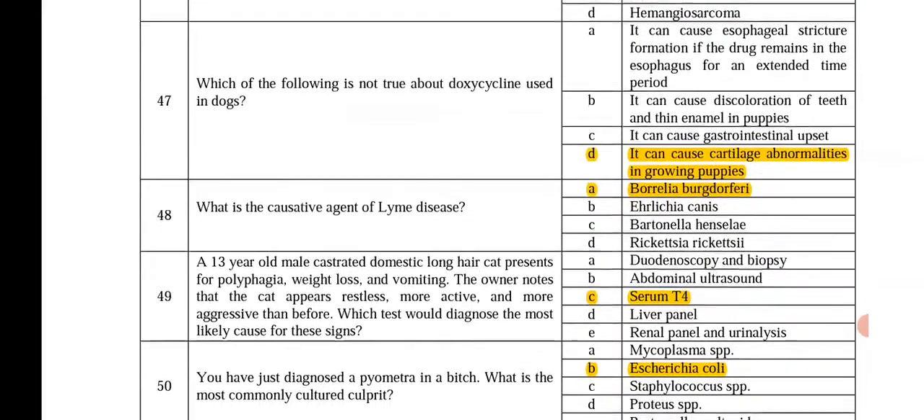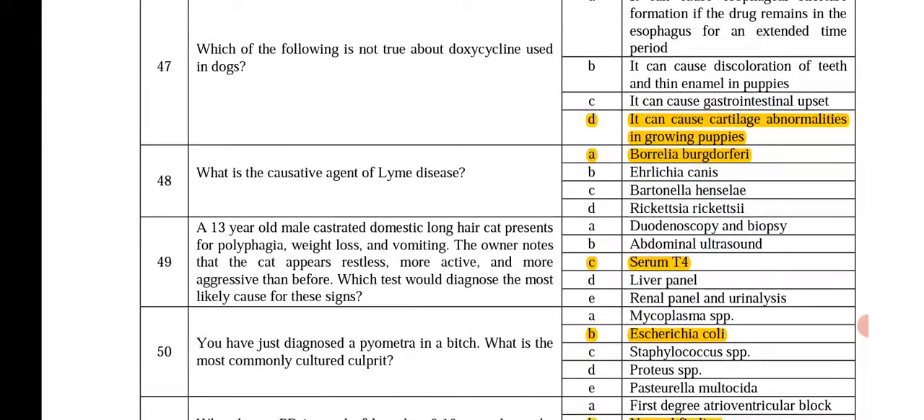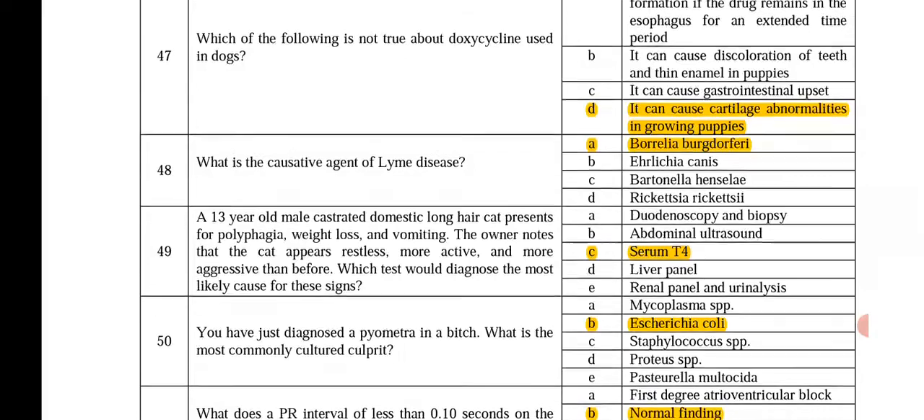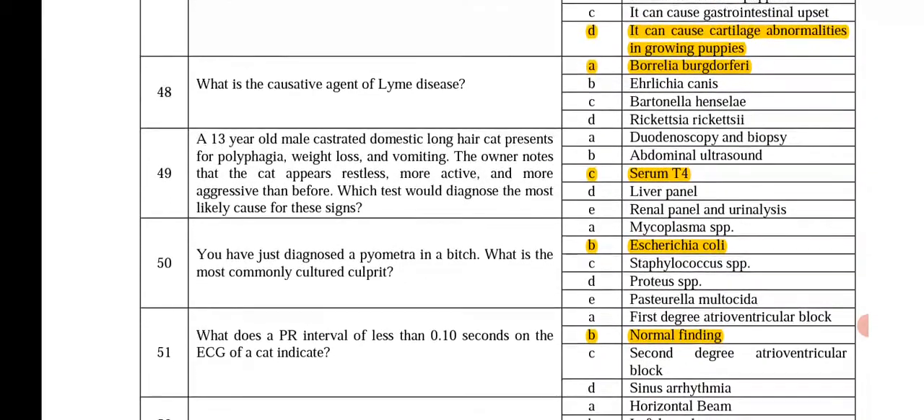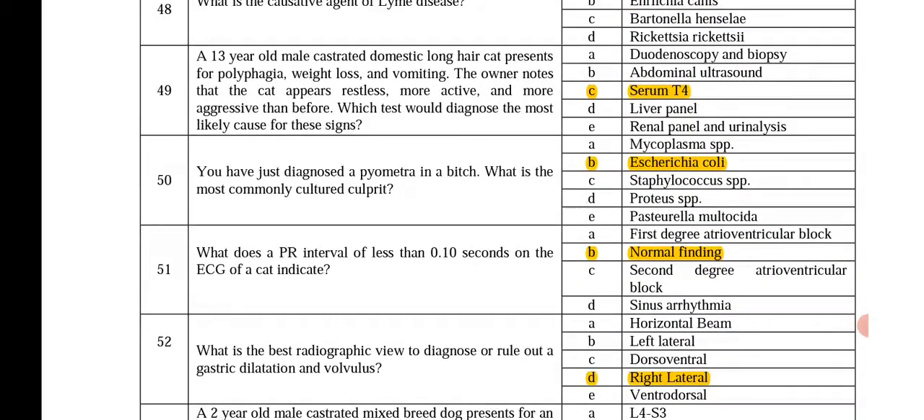What is the causative agent of Lyme disease? Borrelia burgdorferi. A 13-year-old male castrated domestic long-haired cat presents for polyphagia, weight loss and vomiting. The owner notes that the cat appears restless, more active and more aggressive than before. Which test would diagnose the most likely cause of the signs? Serum T4. You have just diagnosed a urinary tract infection; what is the most common culture culprit? E. coli. What does a PR interval of less than 0.1 seconds on ECG of a cat indicate? Normal finding.